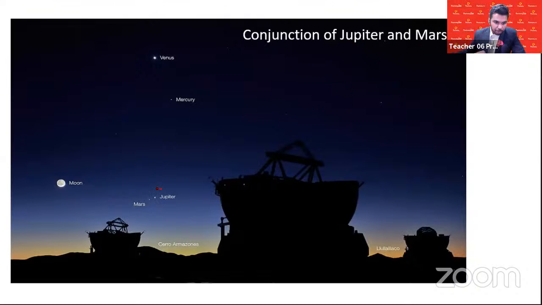So you can see Jupiter here and Mars here. You can see they are getting very much close. So this is looking from an observatory on Earth. But you can see that if you see the entire solar system, at this point of conjunction, the Sun, the planet Jupiter, and Mars are on the same line. So this will happen very rarely.